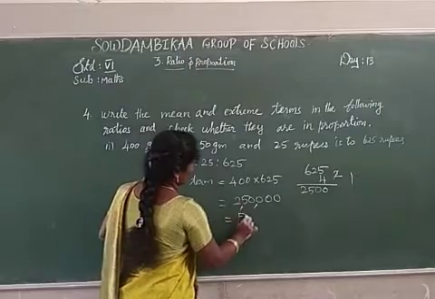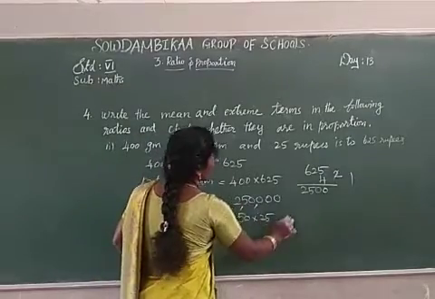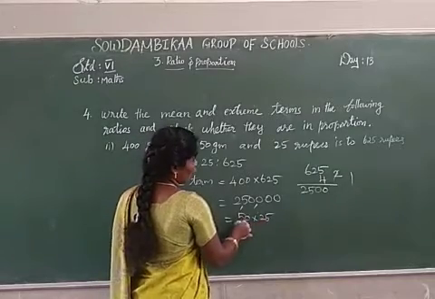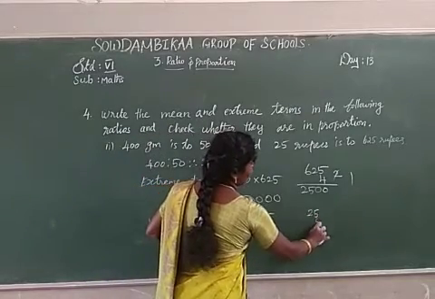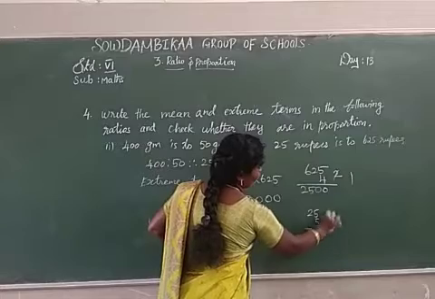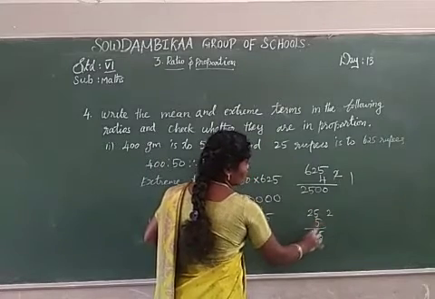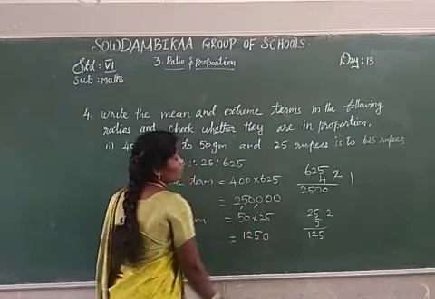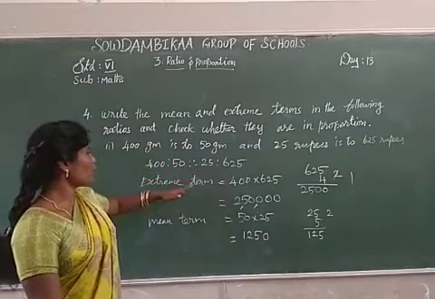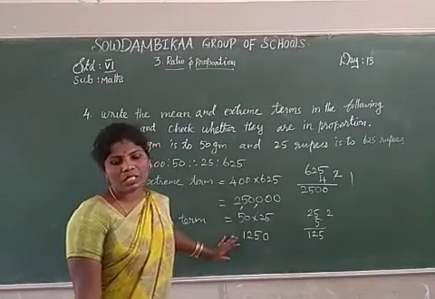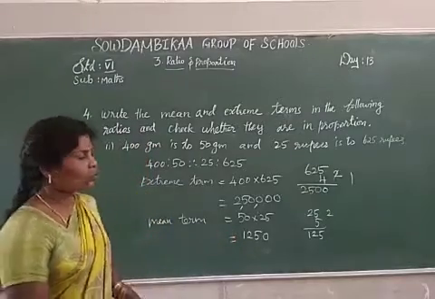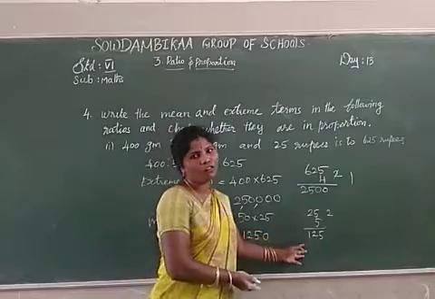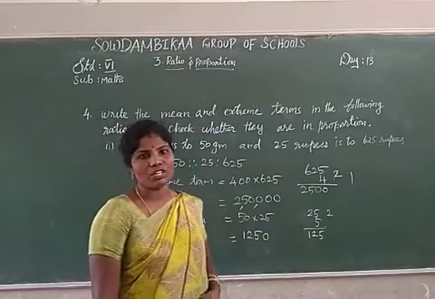50 into 25. 5 5s are 25. 5, remaining 2. 2 5s are 10, 10 plus 2 is 12. So 125, then remaining 1 zero. See, is the product of extreme terms and the product of mean terms equal? No. So we write that the product of extreme terms is not equal to the product of mean terms. So it is not a proportion.